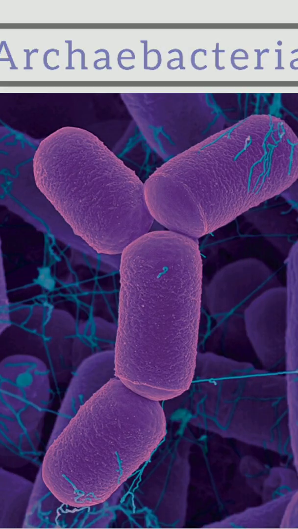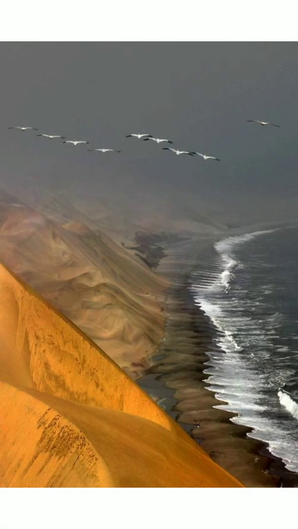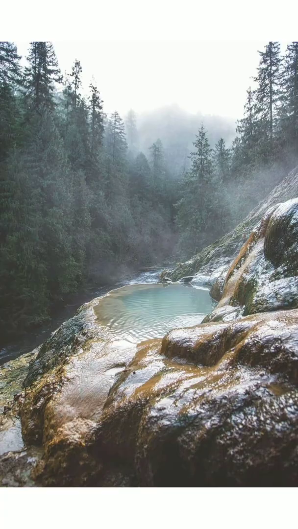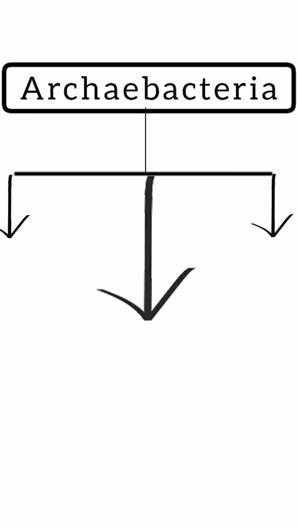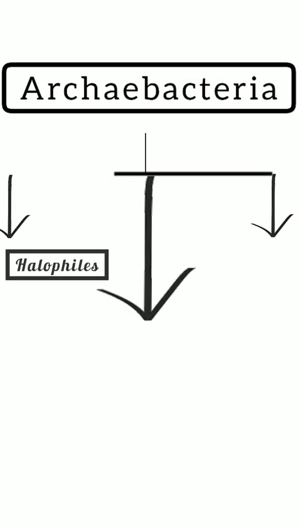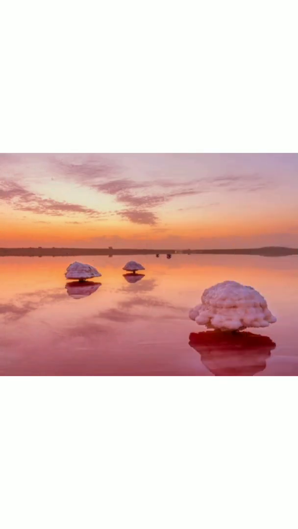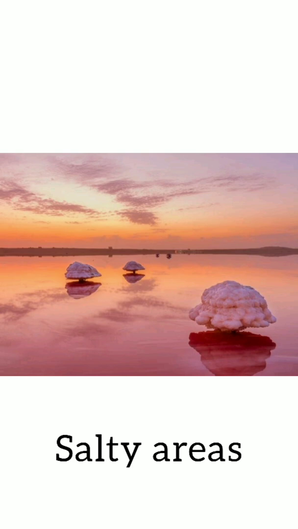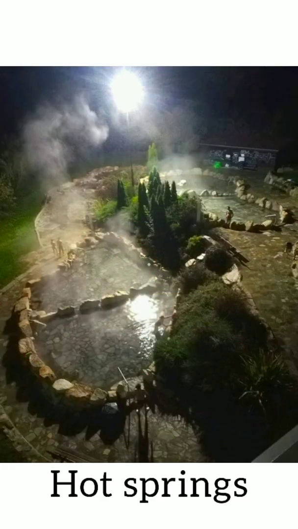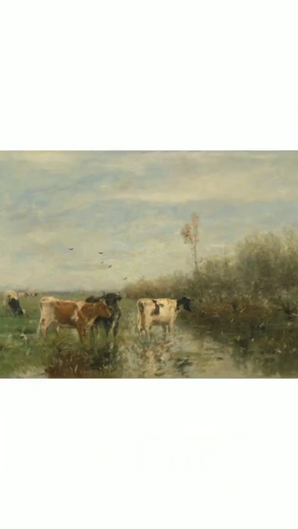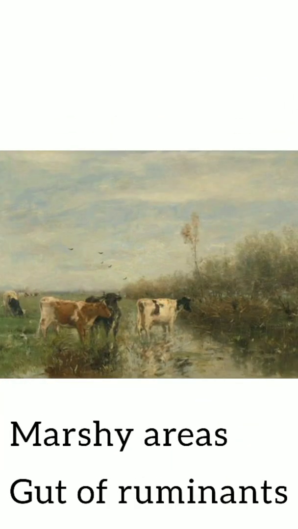Archaebacteria. They live in harsh environmental conditions. Archaebacteria are of 3 types: halophiles, thermoacidophiles, and methanogens. Halophiles are those living in salty areas. Thermoacidophiles are those living in hot springs, and methanogens are those living in marshy areas and in the gut of ruminants.